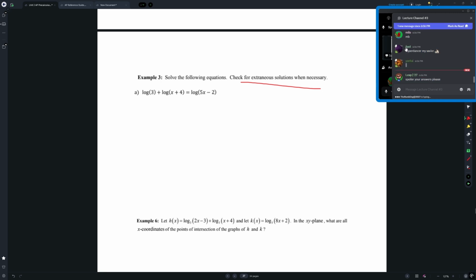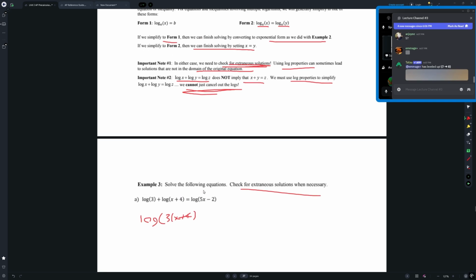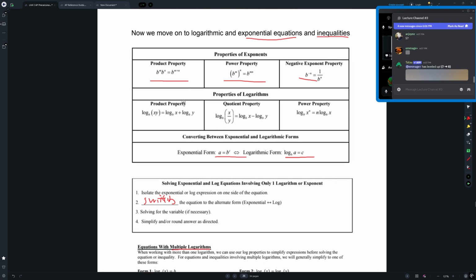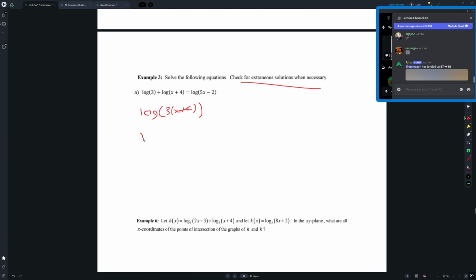So now we are going to go over the answer. First thing to do would be, I would say, to make this into one log. So you would do log of 3 times x plus 4. This would be the product property inverse, pretty much. So it would be log of 3x plus 12 is now equal to log of 5x minus 2.